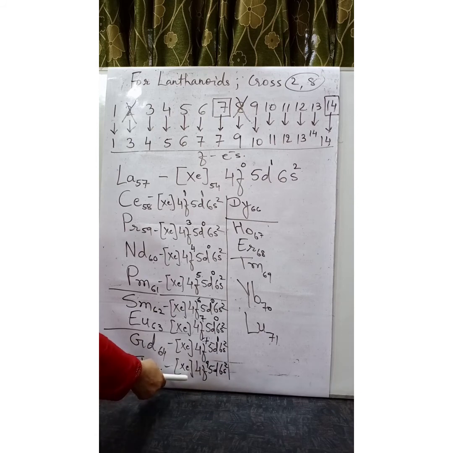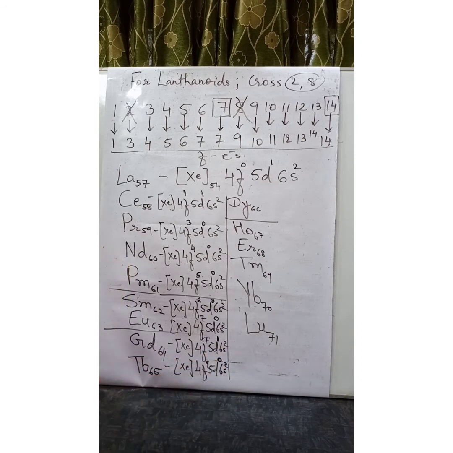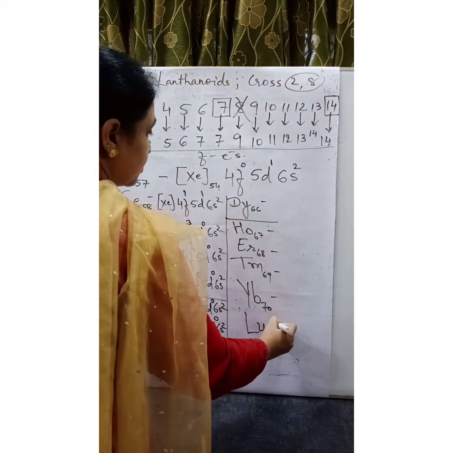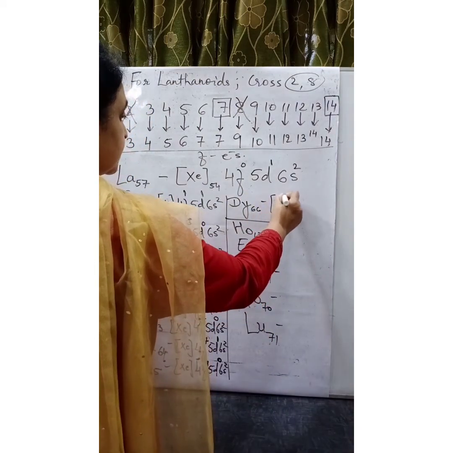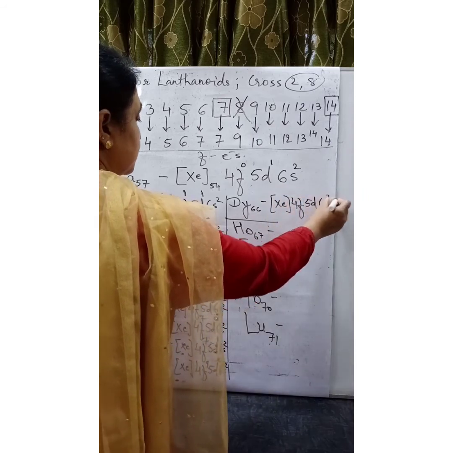Tb. 54 plus 9, 54 plus 6 is 60 plus 3, 63 plus 2, 65. Already 65 filled. 0 here. Okay. Now let us proceed further. So first of all, we are going to put down the general electronic configuration. Xenon, 4f, 5d, 6s2.